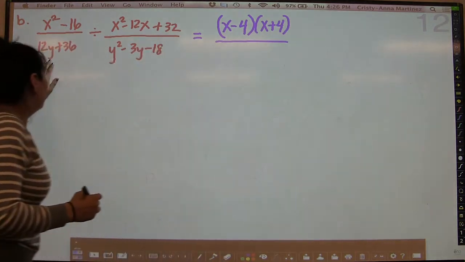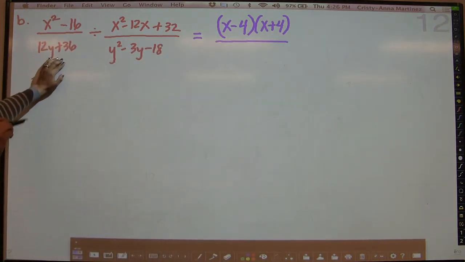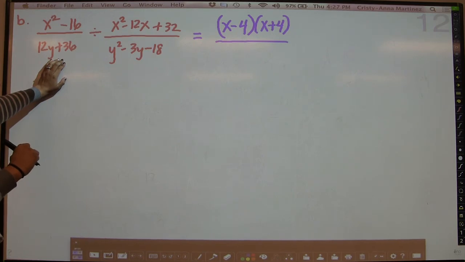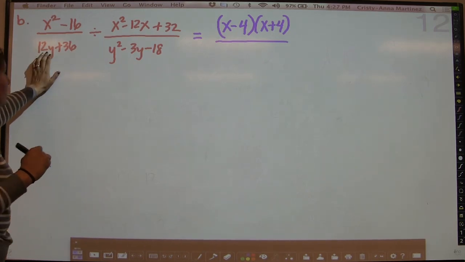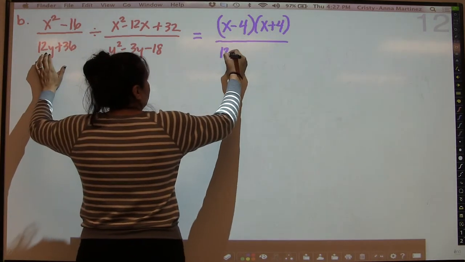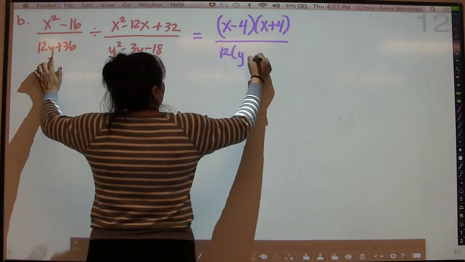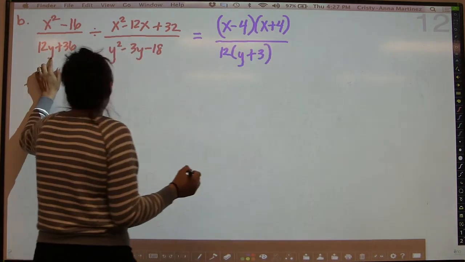On the bottom, we have a binomial, so we don't have to use the other method for factoring trinomials, but they both have a 12 in common, so I'm going to factor out the 12, and that's going to give me y plus 3, because 12 times 3 is 36.